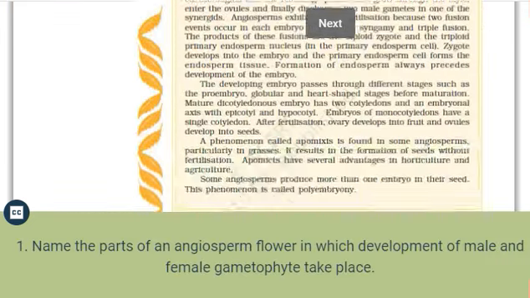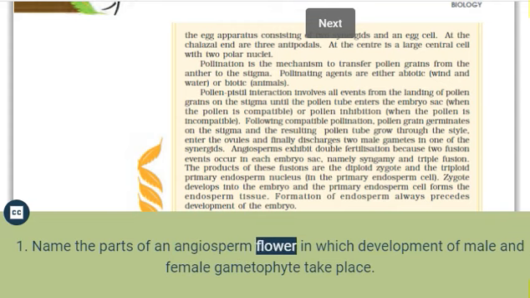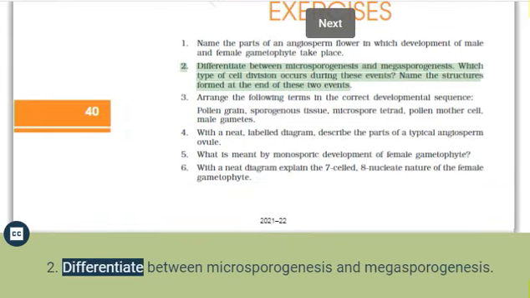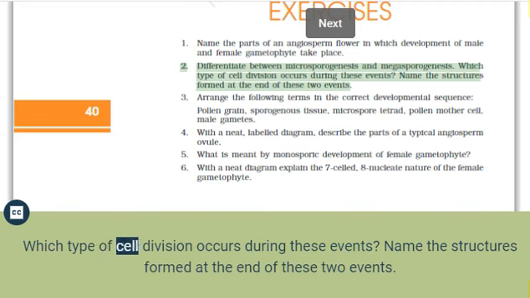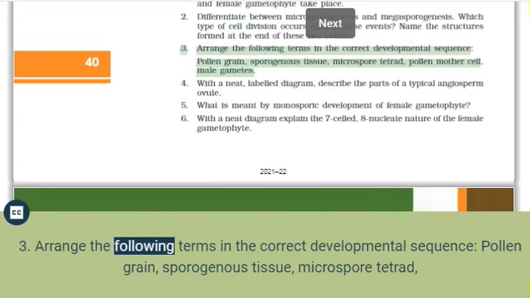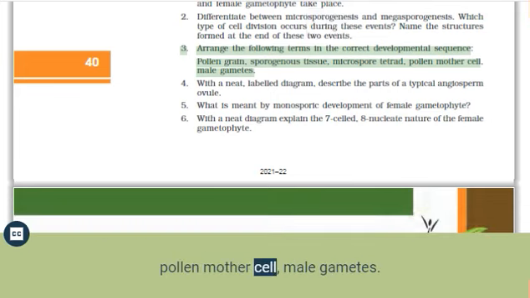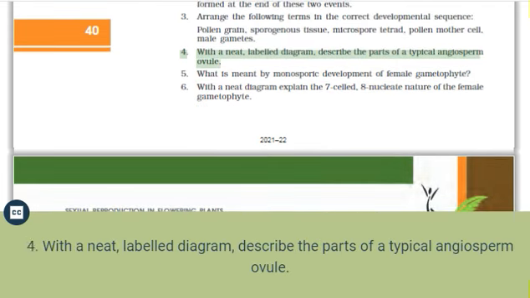Exercises. 1. Name the parts of an angiosperm flower in which development of male and female gametophyte take place. 2. Differentiate between microsporogenesis and megasporogenesis. Which type of cell division occurs during these events? Name the structures formed at the end of these 2 events. 3. Arrange the following terms in the correct developmental sequence: pollen grain, sporogenous tissue, microspore tetrad, pollen mother cell, male gametes. 4. With a neat, labeled diagram, describe the parts of a typical angiosperm ovule.